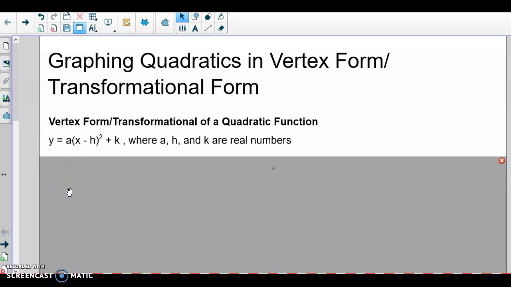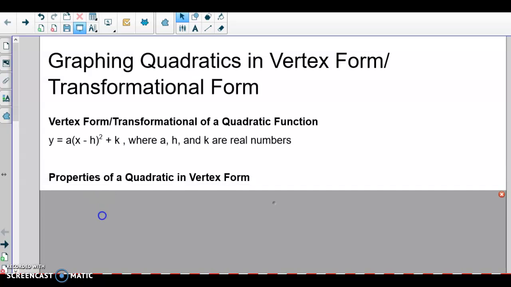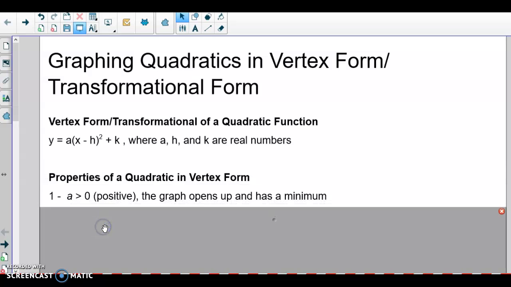So the first thing in your guided notes here is vertex form itself, and it should look familiar. It should look exactly like what you just took a test on with transformations, just applied to a quadratic. So you know most of the things we need to know about vertex form already. The first thing we need to know is if A is positive, that means the graph opens up. And we know that. If A is positive, the parabola looks like this, and I have a minimum.